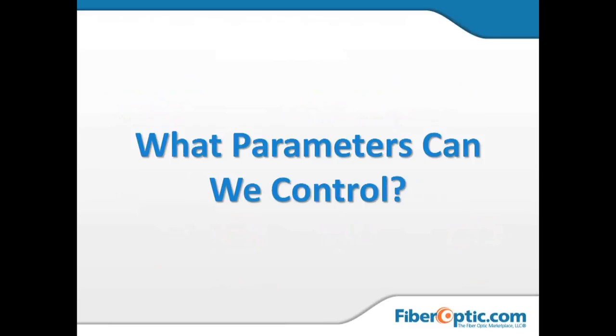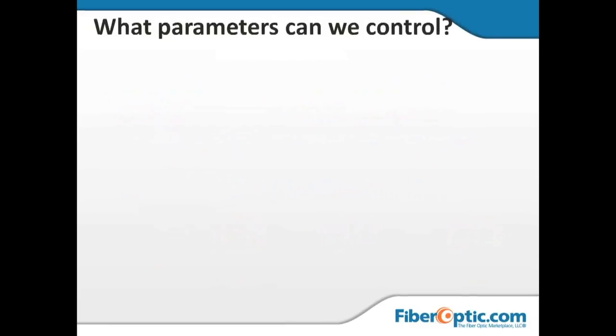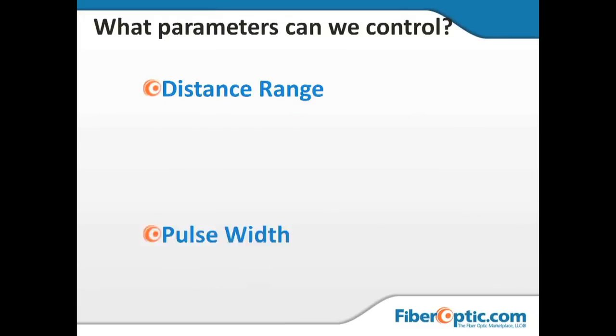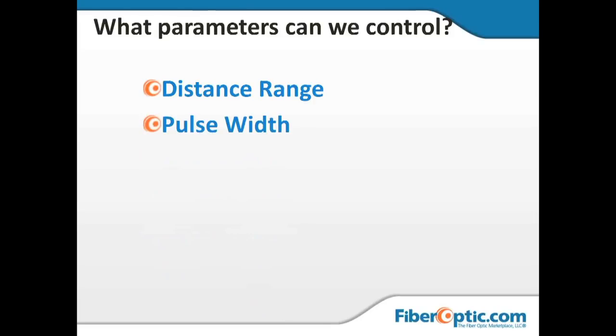Now, what parameters can we control? We can control the distance range. That's typically called just the range setting on the OTDR. We can set our pulse width. That's going to be determined by the distance, and we're going to dig into each of these in turn. Acquisition time. Some brands refer to the number of averages. But the idea is how long, how many averages, how many data points do you collect to get you the smoothest trace possible.